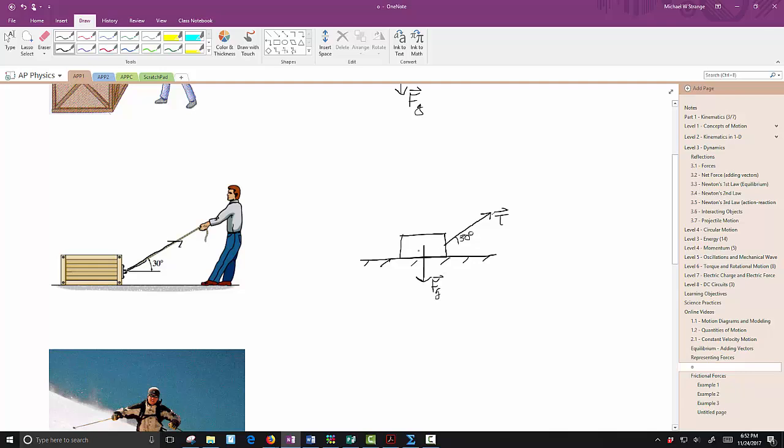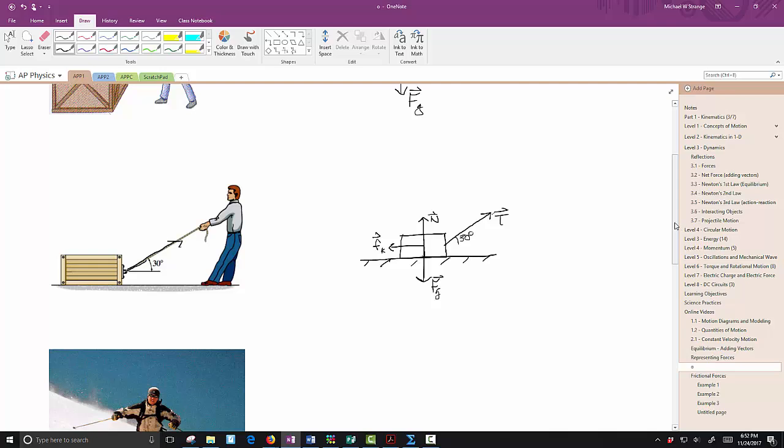And then again, we have the force of gravity, or the weight, the gravitational force. And since it's on a solid surface, we have the normal. And remember, the normal is always perpendicular to the surface. So the normal comes up like that. And then again, if we have friction, we would put friction this way. And since it's moving, that's kinetic friction.